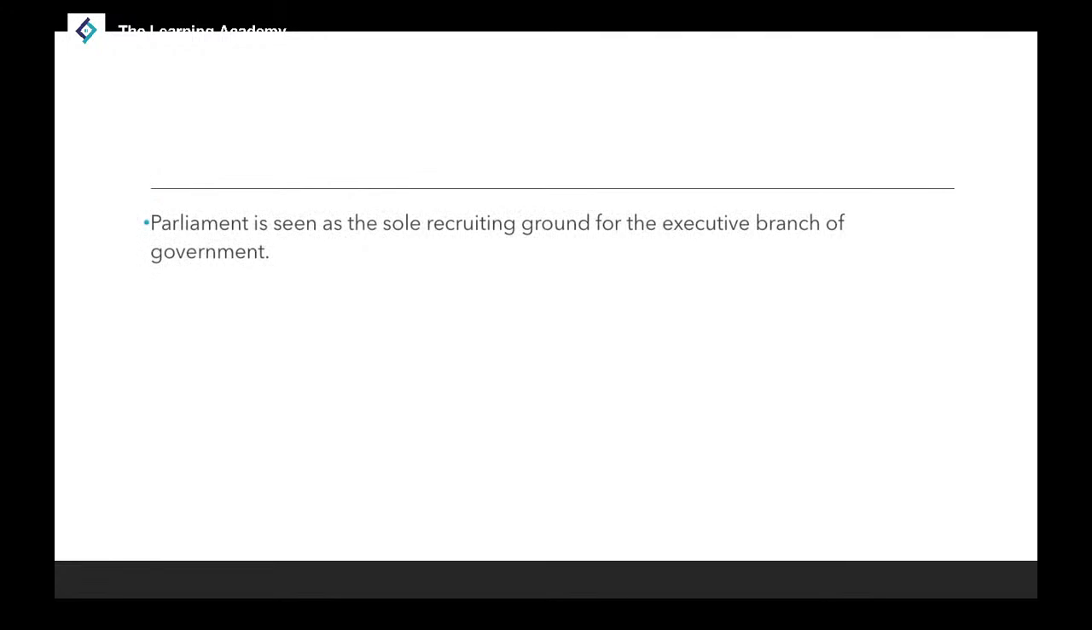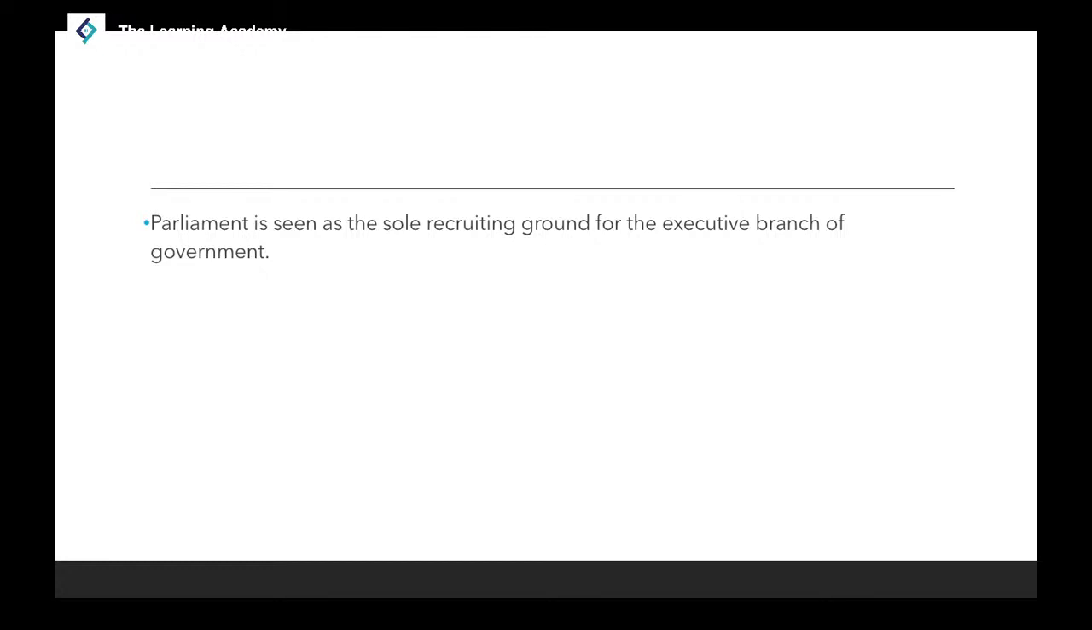And then obviously we've got the fact that Parliament is a sole recruiting ground. I personally probably wouldn't like to use this point for an essay. I'd rather talk about the fact that Parliament represents the people. That's probably a more solid argument that you can make.